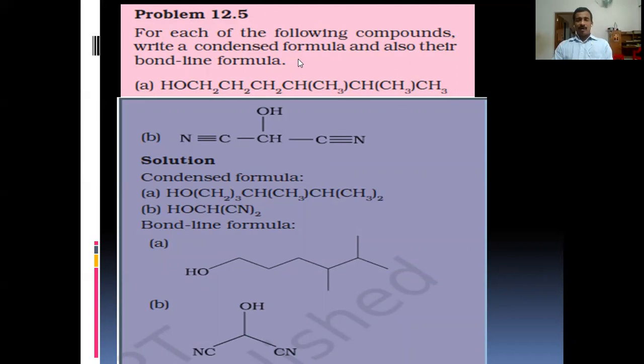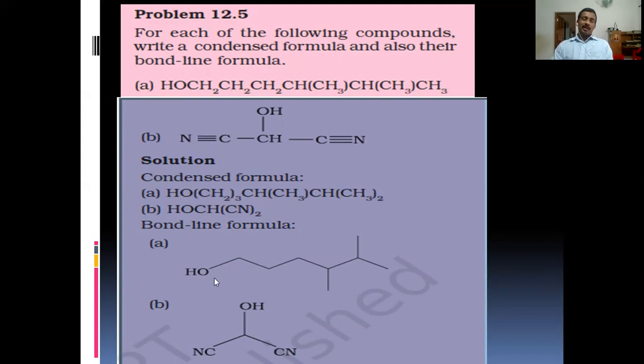A little more condensed. Here there are three CH2 groups, so all these three CH2 groups are written together, CH2 thrice. Then CH, CH3, CH, CH3, CH3, which is written together here as CH3 twice.